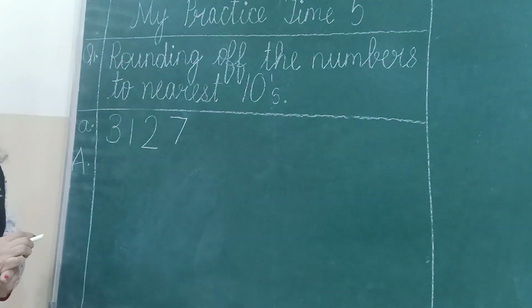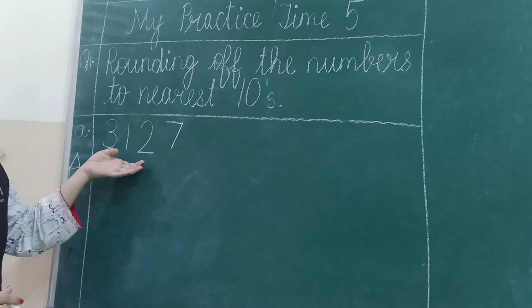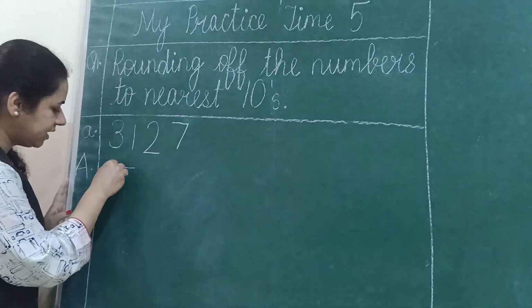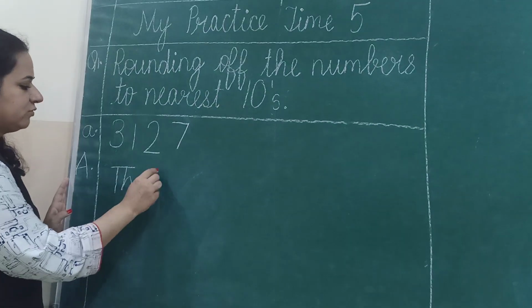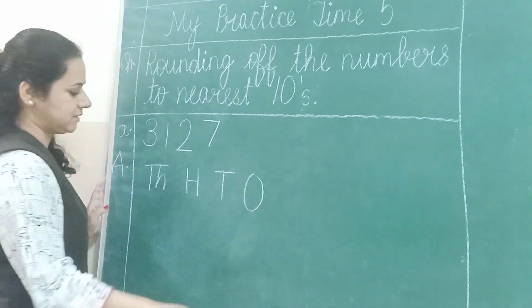Now what we will do? We will first write which number is coming in which category. So here are 4 numbers. So we will write thousands, hundreds, tens and ones.